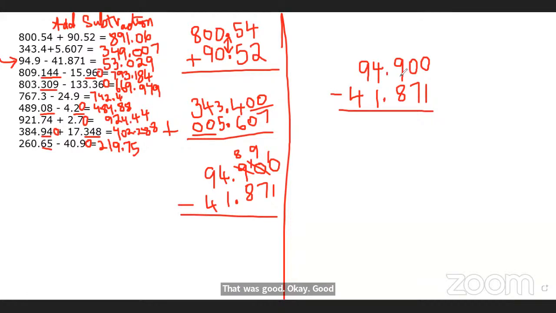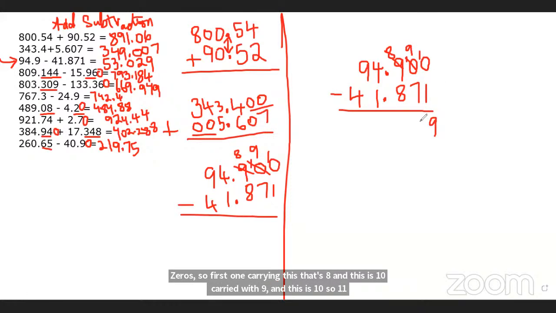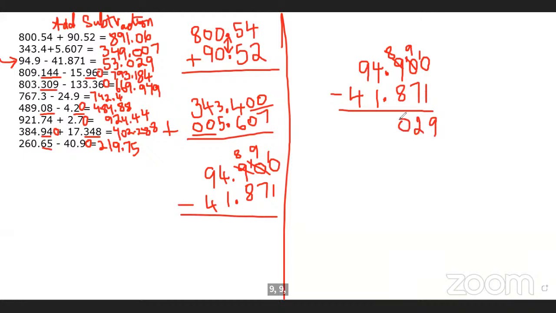Okay, good. So now the first thing for you to know, this is a decimal point, and if you don't have a number, you have to write with the carries of zeros. So first one, I'm carrying this, that's 8, and this is 10 carried with 9, and this is 10. So 10, 1, 9, 9, 7, 2, 8, 8, 0, 0.413, 945.